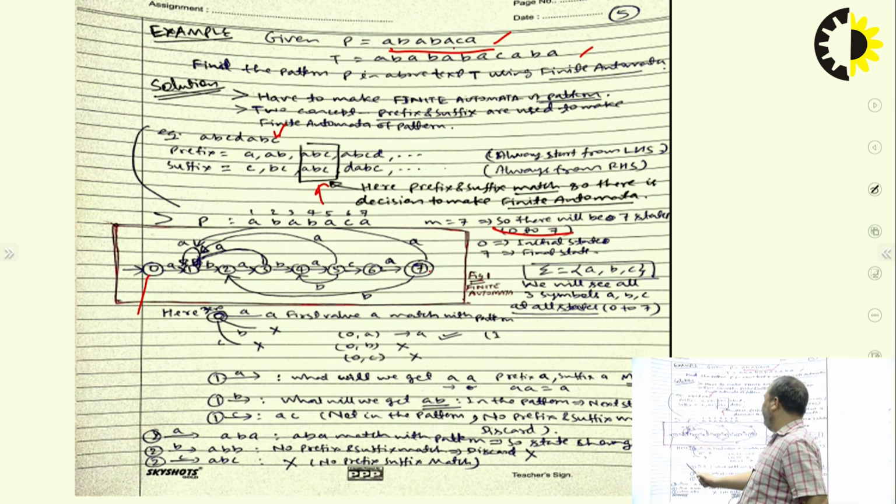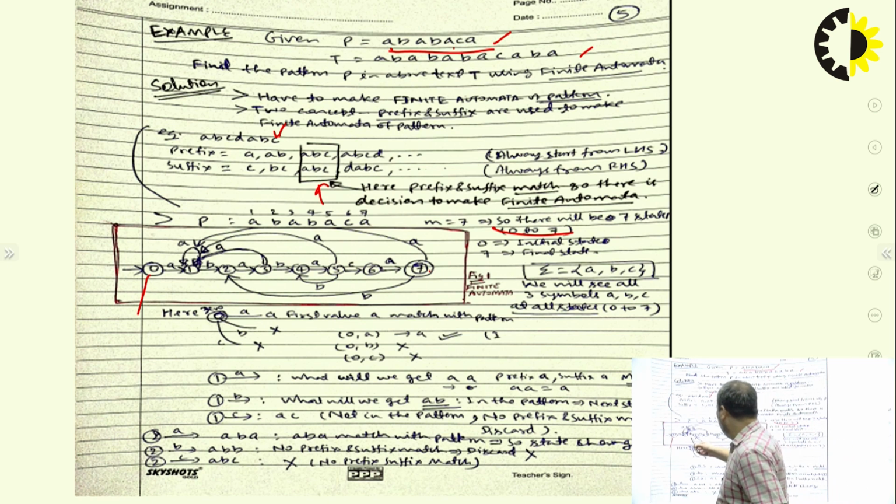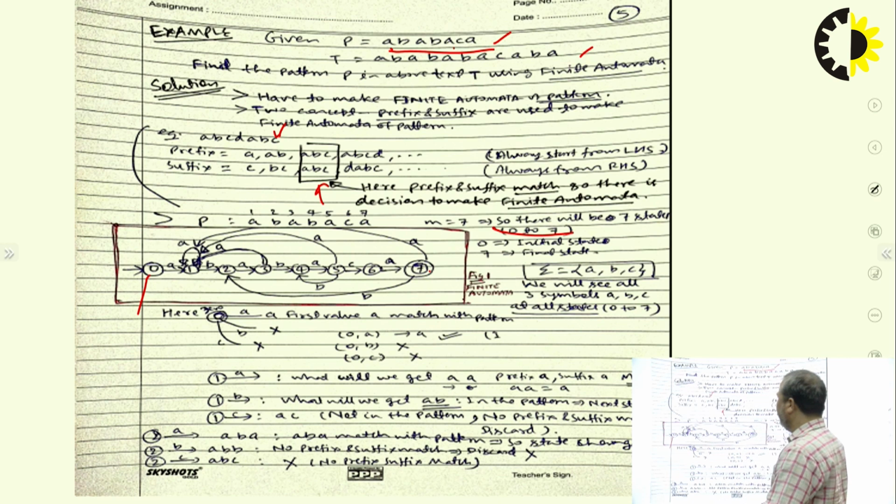Now from state 1, the next state, if we write A, what will there be? AA: there is no prefix which is going to match with the pattern. It will be AA, where prefix A and suffix A match, the suffix, the last one, being A. So if prefix A and suffix A match, then from 1 with A we are going to reach state 1.